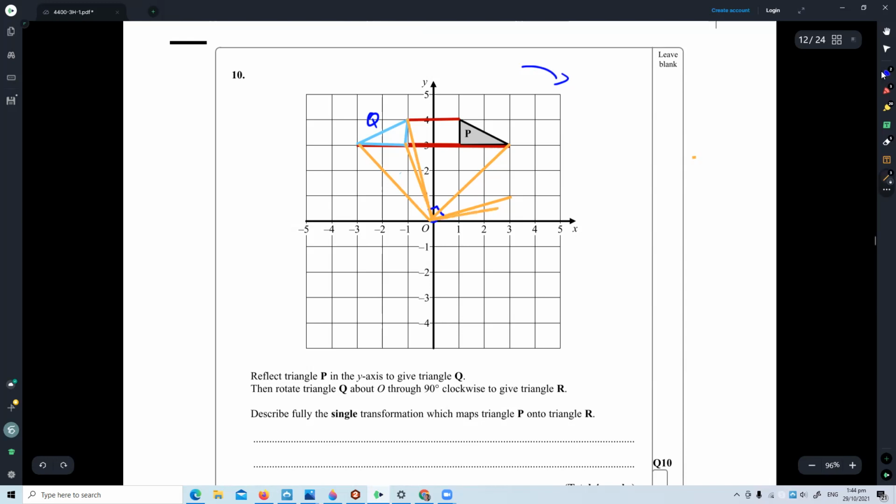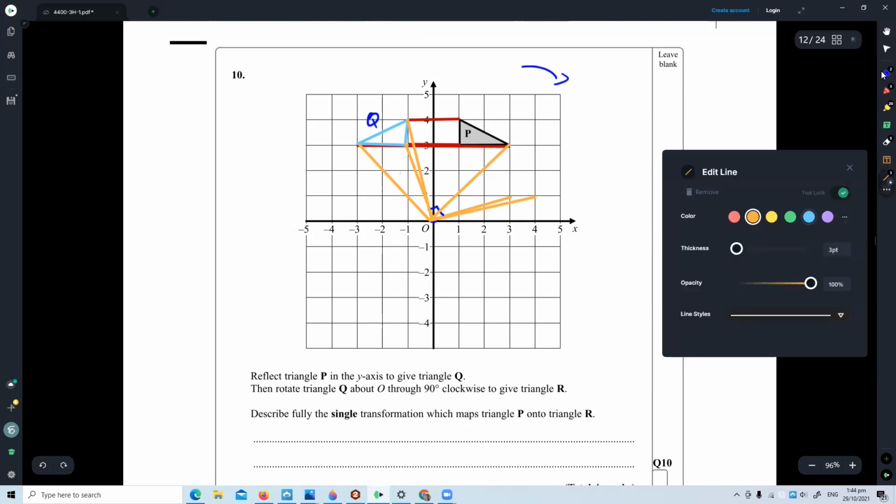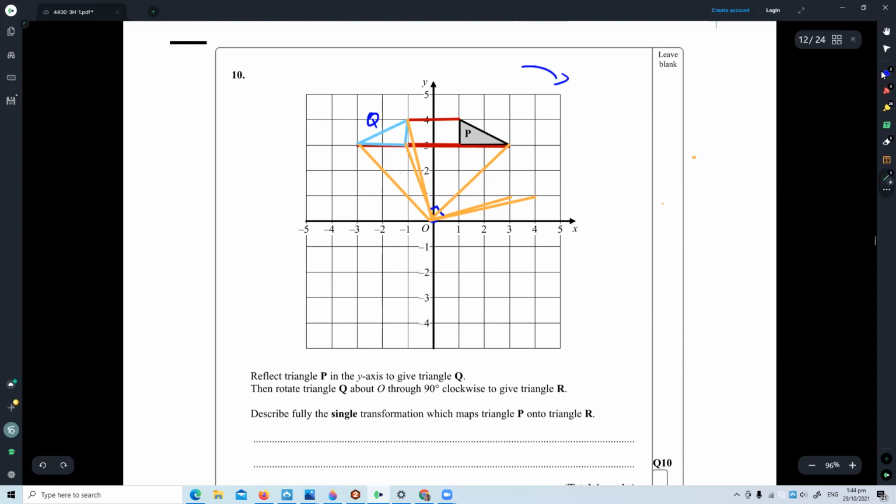But let's see, perhaps this one goes 4 across down there. And I'm again going to use another color line to show my triangle, perhaps green. And if I connect the points, I should have something that looks a little bit like this. And I should be happy with that one. And this one I'm going to label R. Okay, so I've done the first bit. So I always use this corner to corner method. Describe fully the single transformation that maps P into R.